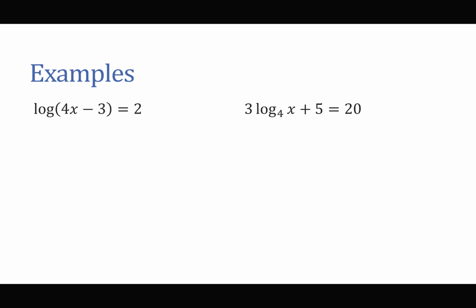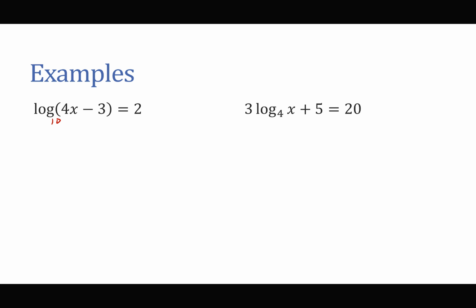Okay. All right, so let's do 2 examples here. So log of 4x minus 3 equals 2. This is from our warm-up. This is really log base 10, even though the 10's not written there. It is log base 10 of 4x minus 3 equals 2.